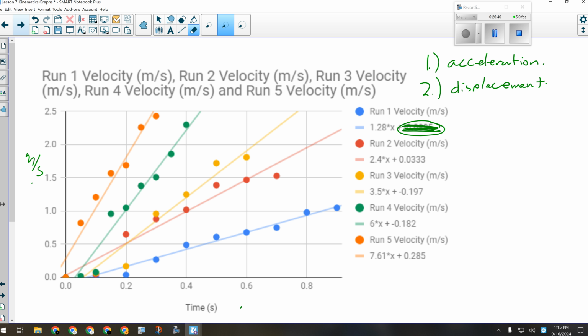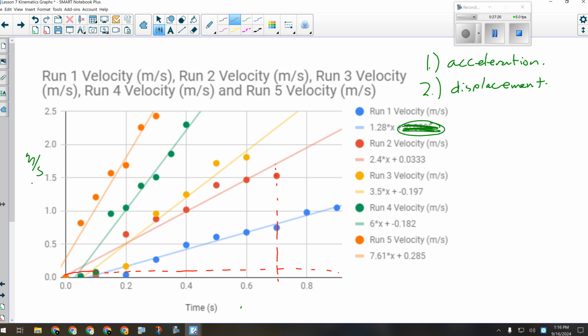If my y-intercept's not 0, does that mean I have a tiny little rectangle under my triangle? It does. How high is that rectangle? 0.033 meters per second. Basically what we can't see very well here, guys, is that there is a tiny little red triangle underneath our red triangle.